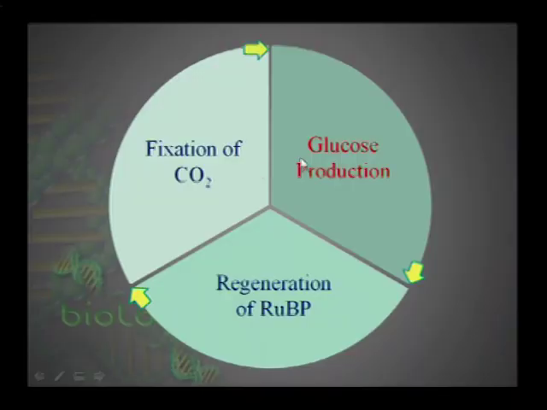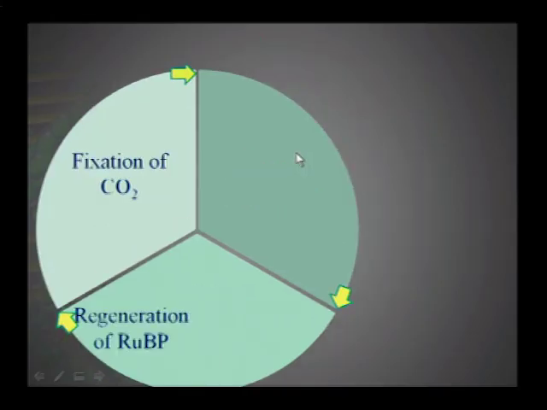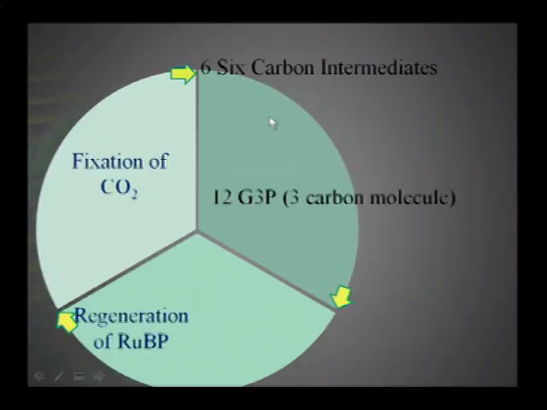Now, the next phase is to actually produce glucose, so glucose production. What that involves is taking our 6-carbon molecules and splitting those in half through a series of reactions into 3-carbon molecules. So you're going to go from 6 6-carbon molecules to 12 3-carbon molecules, called G3Ps, or glyceraldehyde 3-phosphates.